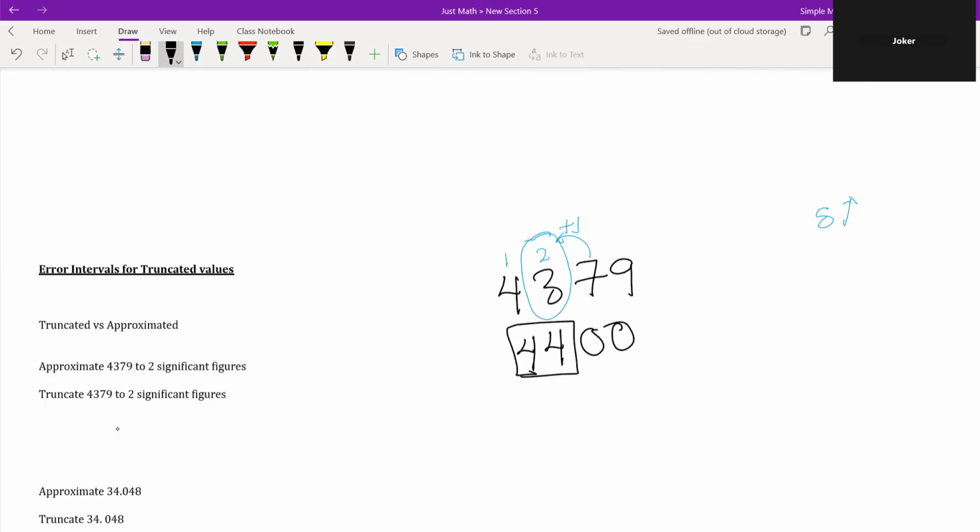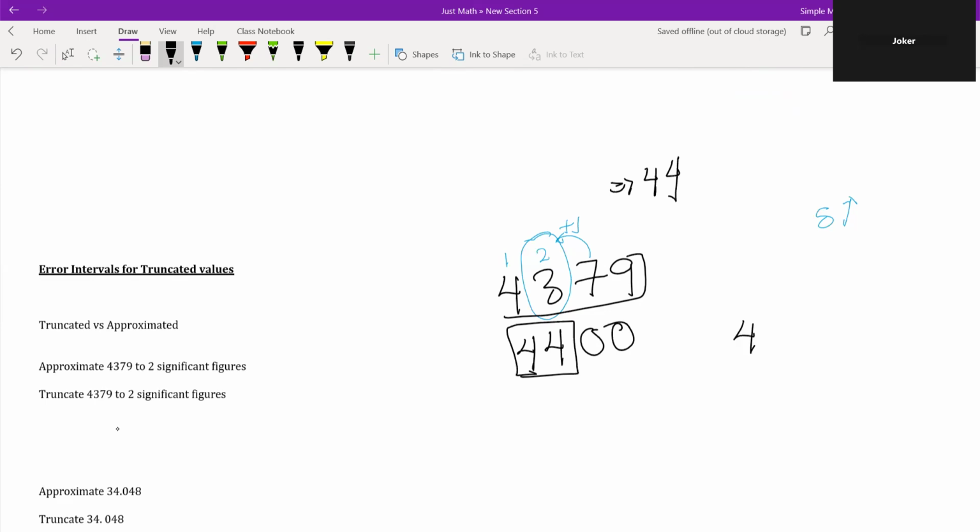We don't just ignore the other numbers. Our answer won't be just 44, because this is actually a large number. We can't just cut them away. So our answer will be 4,400 to two significant figures. Now, when we truncate, truncate simply means to delete, or to cut away. So we don't even need to know what comes after.